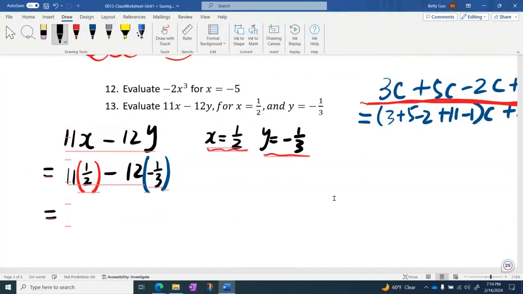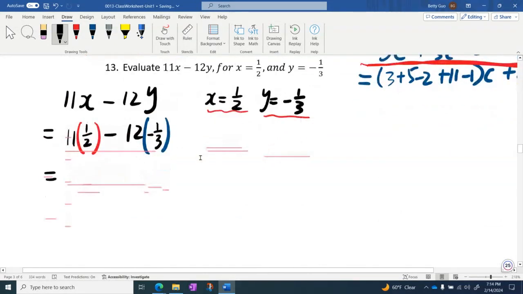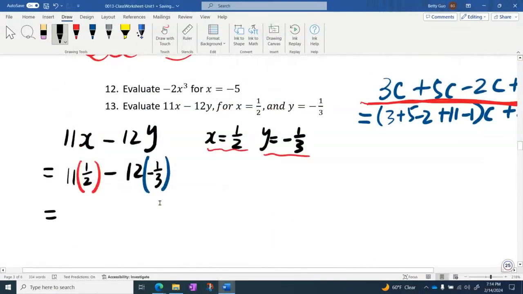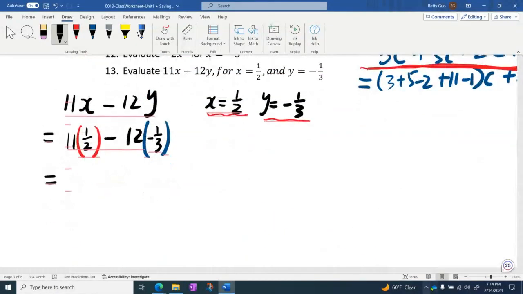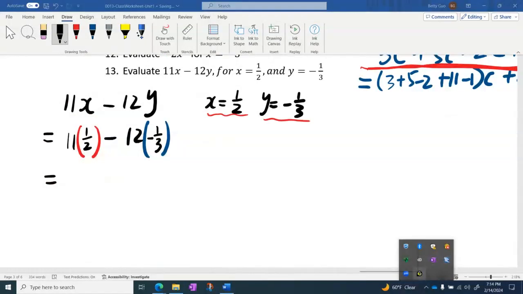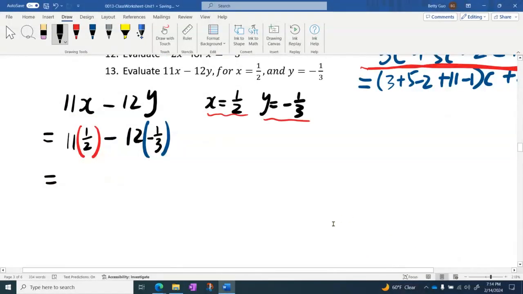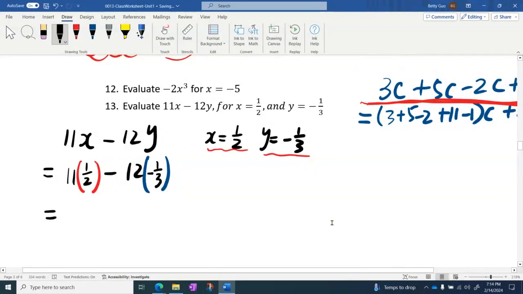That happens. So now we have 11. Now we're going to evaluate this expression. Okay, so in this expression, we have multiplication, 11 times 1/2. We have another multiplication, 12 times negative 1/3. And we have subtraction.